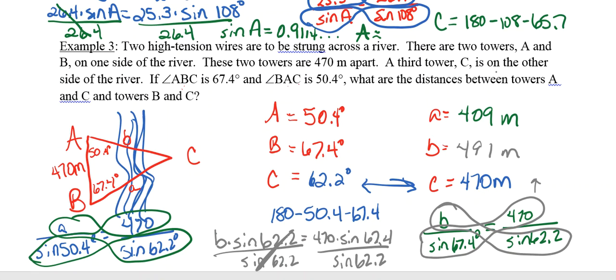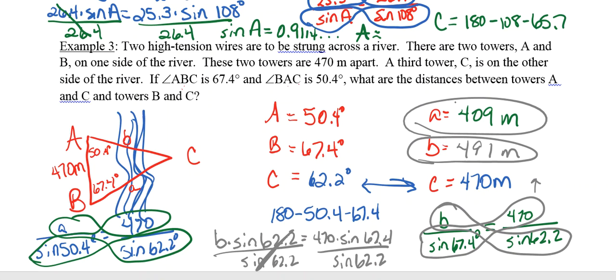So to answer the questions they're wanting, how far between towers A and C? That's 491 meters. How far between towers B and C? That's 409 meters.